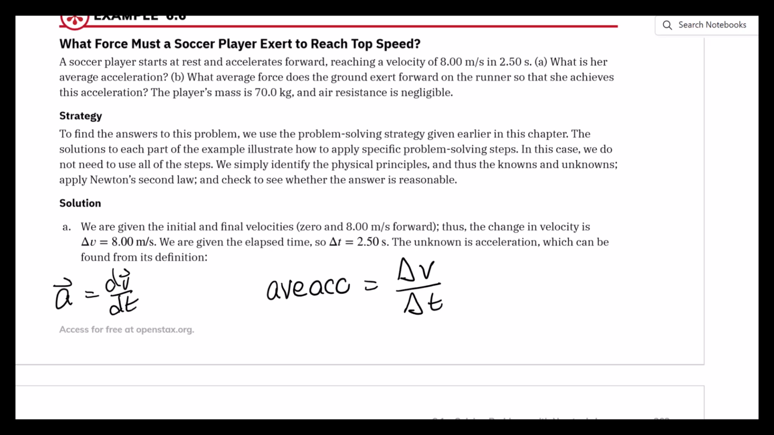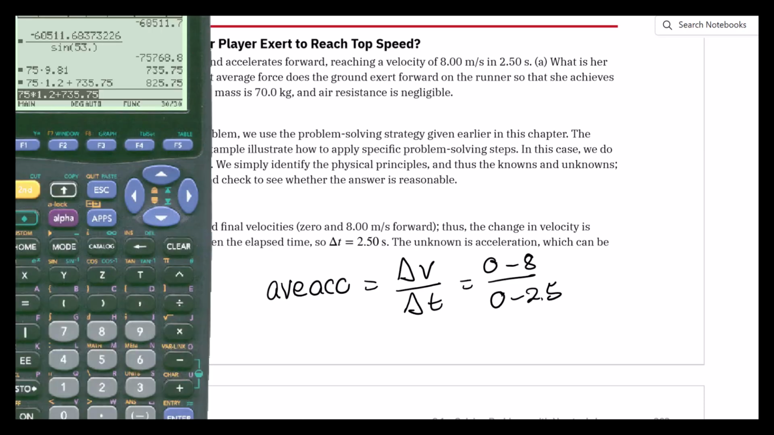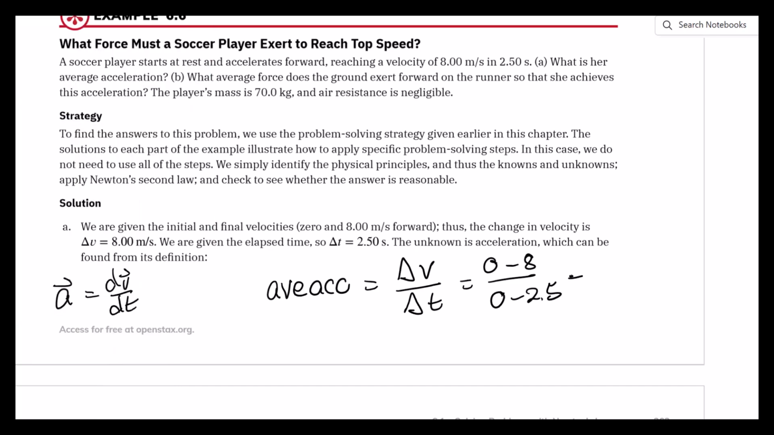So my change in velocity is I start at 0 and I go to 8. I start at time 0, I go to time 2.5. I guess I could have done that a lot easier, but I'm not particularly caring. So my average acceleration is 3.2 meters per second squared. Average acceleration, great. So what average force does the ground exert on the runner so she achieves this acceleration?